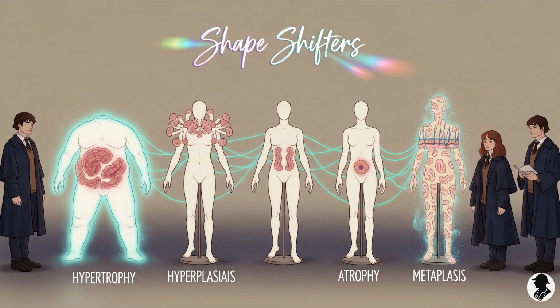Pathologically, muscle atrophy from disuse is a big one, like if your arm is in a cast. Muscles waste away if you don't use them. Exactly. Or denervation atrophy if the nerve supply to a muscle is cut off.